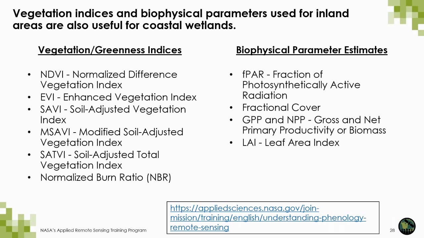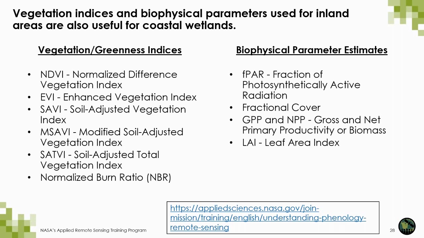SAVI, or Soil Adjusted Vegetation Index, on the other hand, is more useful in areas where there's a greater bare ground cover than vegetation, and it minimizes the influence of bare ground. It still uses the red and near-infrared bands, but it also incorporates a correction factor. And there are other indices, such as MSAVI, SATVI, and NBR, which have been used in many application areas, such as agriculture or forest ecology, but may also be applied to study wetland areas.